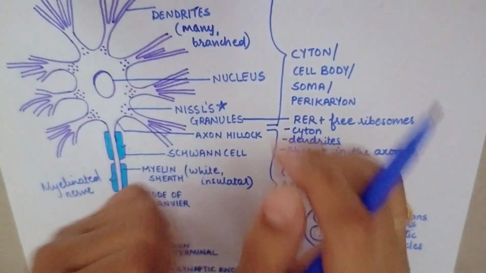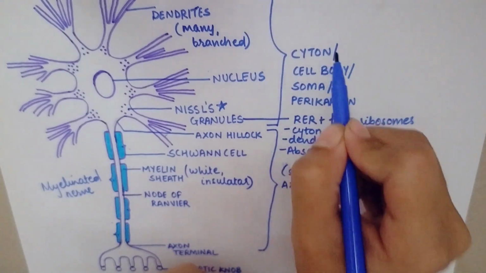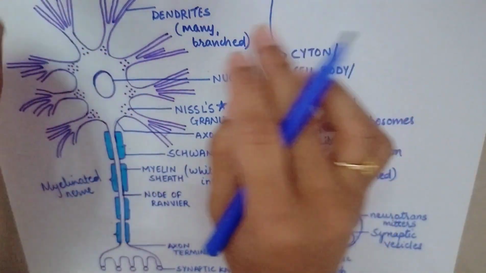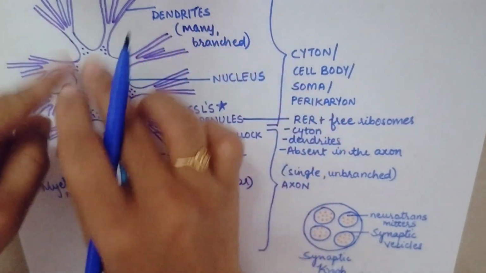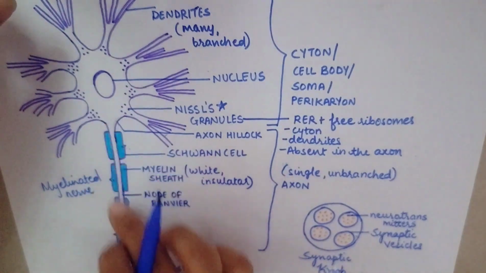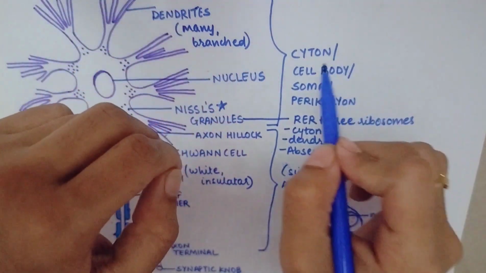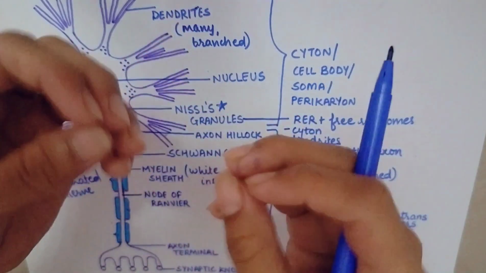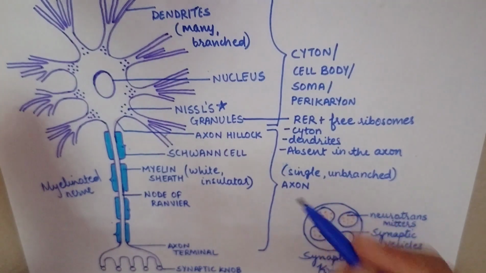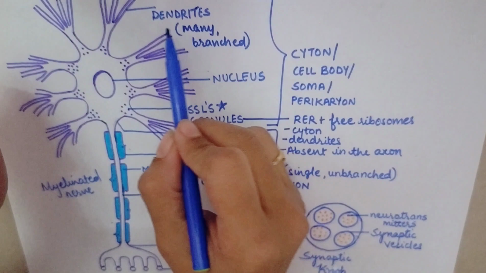Now, this is the structure of a neuron. It basically consists of a cyton or the cell body, and the second thing is the extension. These extensions are the dendrites, which are many as you can see over here, and there is a single extension over here which is the axon. So a neuron basically has two parts. First is the cyton and the second part is the extension, which are the dendrites, and the single extension, that is the axon. Let's start with the first part, that is the dendrites.